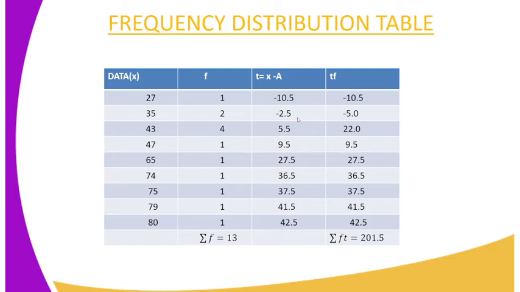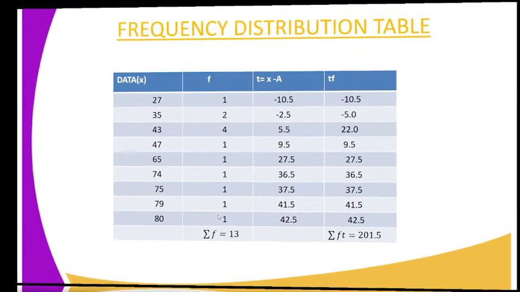You repeat the same with the rest and fill the t column. After that you come to the tf column, where you take f and multiply by t, and you will get negative 10.5. You repeat the same with the rest and fill that column. Then you get the summation of tf, which becomes 201.5, and also the summation of the f column, the frequency column, which is equal to 13.